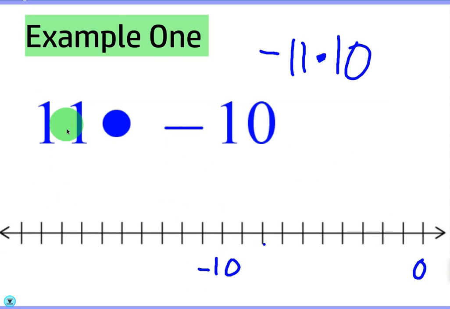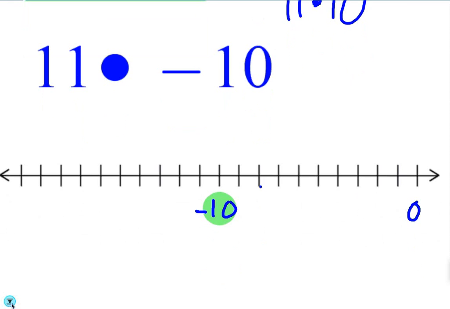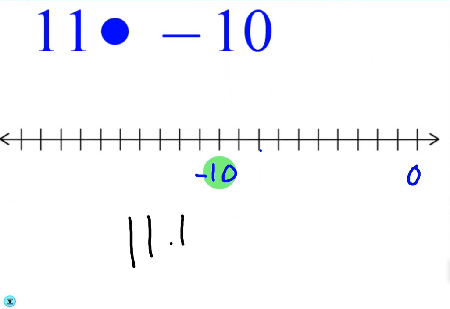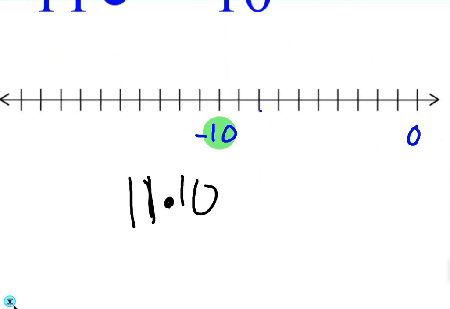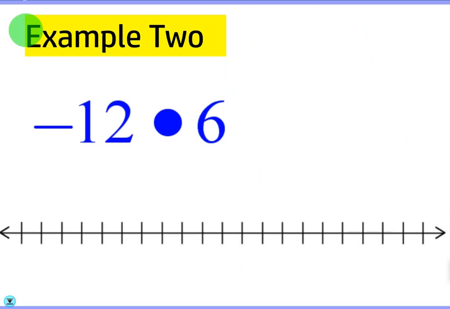So at any rate, like we said before, you can just do 11 times 10 and make it negative. Now, what is 11 times 10? Okay, well, we know 11 times 10 is 110, right? You're just basically putting a 0 on top of the 1. And since it's a positive times a negative, the answer is negative 110. Simple. So again, a positive times a negative is negative.